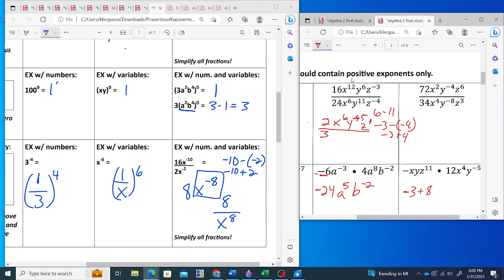Now, I want to write this as positive exponents only. So that's going to be 2 over 3, x to the 6th, y to the 5th down there, z to the 1st.